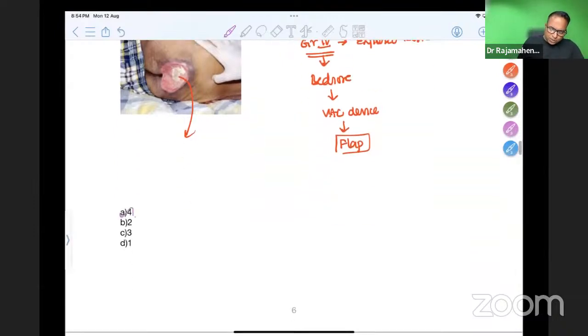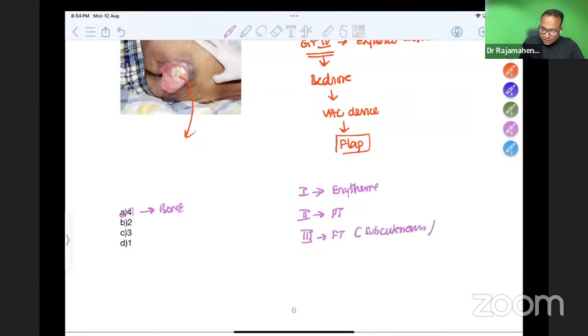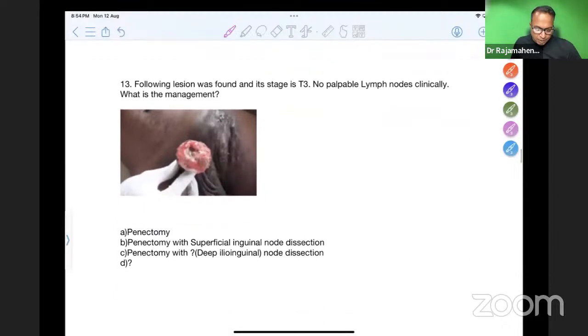So this is a grade 4 bed sore because bone is exposed. In grade 1, only erythema. Grade 2, partial thickness loss. Grade 3, full thickness loss, but only subcutaneous fat is seen. Whereas in grade 4, bone is seen. Okay, that is a classical bed sore.